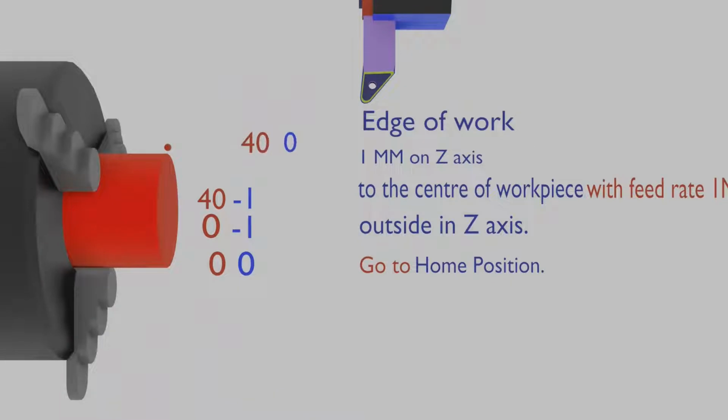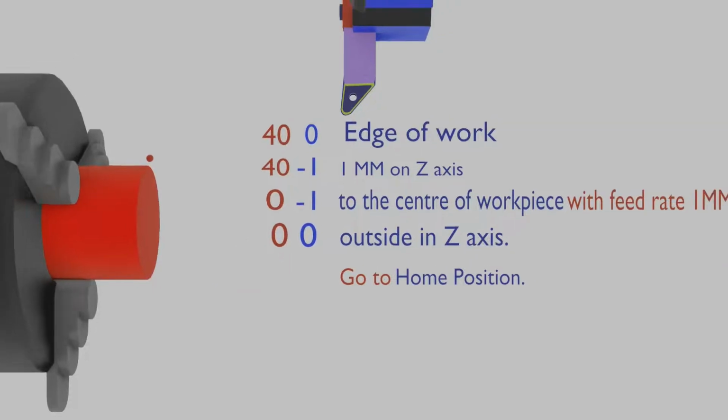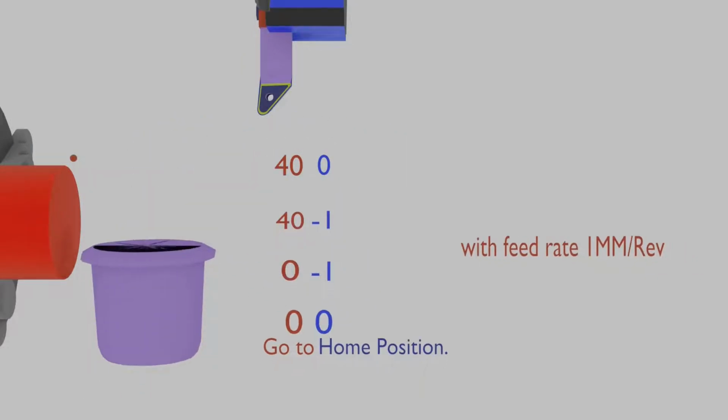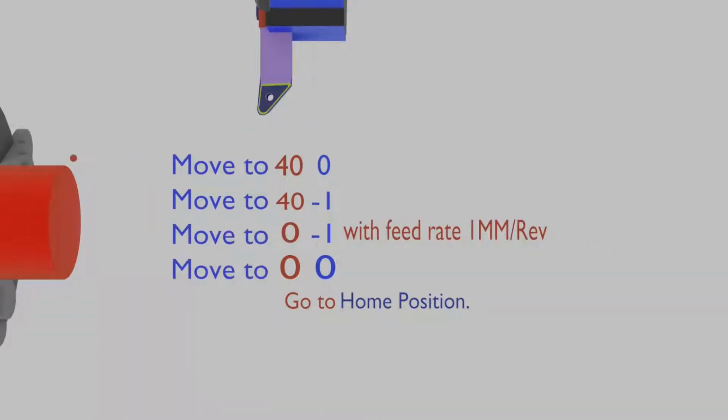Here 1 mm on the Z axis is this point in fact, then the center of the workpiece is this, and similarly outside on the Z axis is this one. So we can erase this text and type those points instead, which are more obvious, and that's now looking like a program, isn't it?